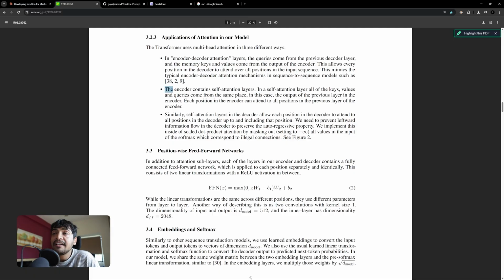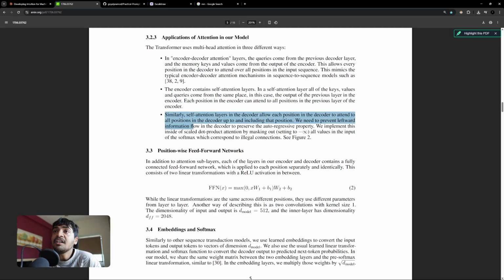The encoder contains self-attention layers. In a self-attention layer, all of the keys, values, and queries come from the same place, in this case, the output of the previous layer in the encoder. Each position in the encoder can attend to all the positions in the previous layer of the encoder. So it is important to understand that so far we talked about a decoder where you apply a masking, but in an encoder that is not the case. So a token can look at the future tokens as well as the past tokens. So an encoder is able to look at all the information about the sequence, from the beginning.